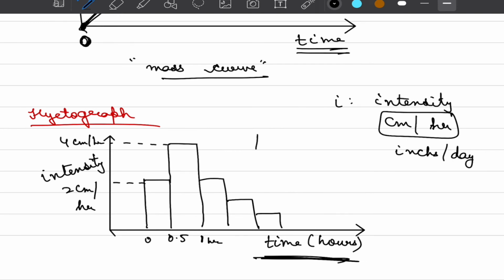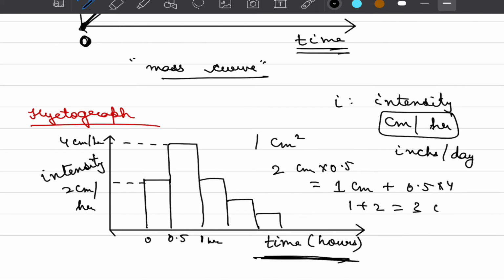on 1 centimeter square of area, we can quickly say that here we have 2 centimeter per hour. That would mean that 2 centimeter multiplied by 0.5 should be the depth of precipitation that happened in the first half hour, plus 0.5 times 4, or 1 plus 2, that would mean that in half an hour 3 centimeter of precipitation has happened. In 1 hour 3 centimeter of precipitation has happened if our given hyetograph looks like that.